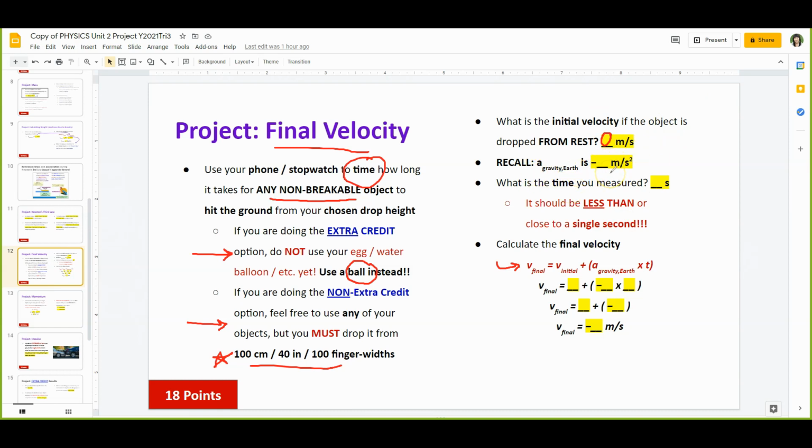Now, the acceleration due to gravity should be negative 9.8 meters per second squared. That should be true for everybody because we're all dropping on Earth, so we should all have the same acceleration due to gravity.